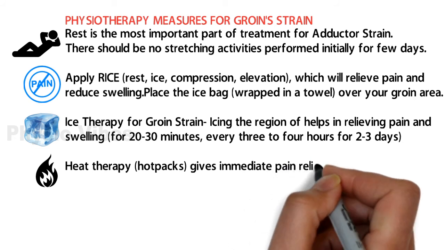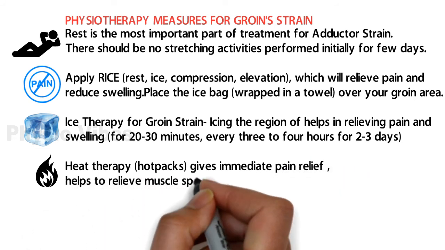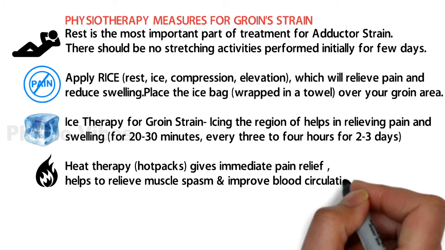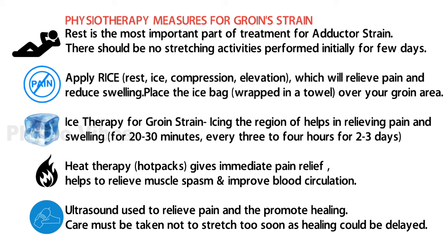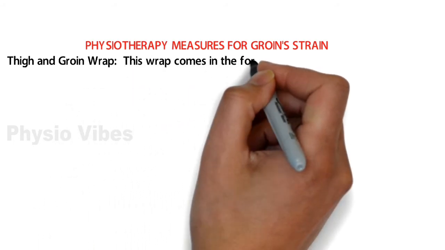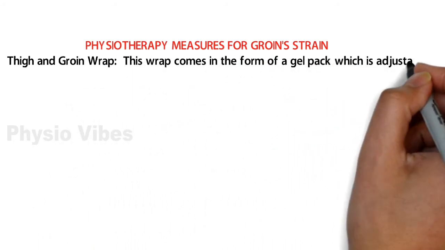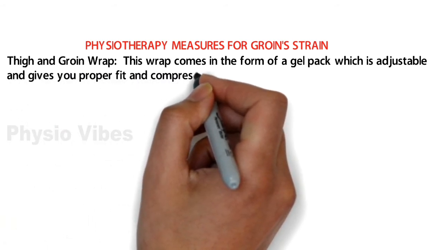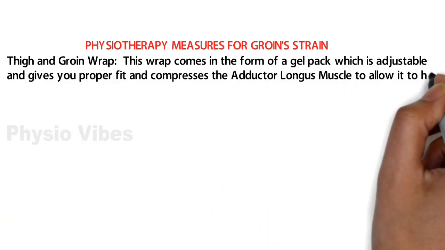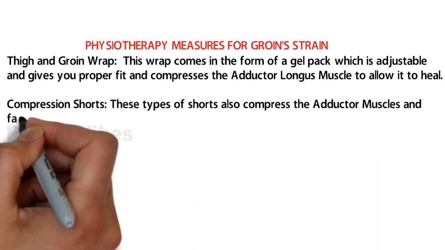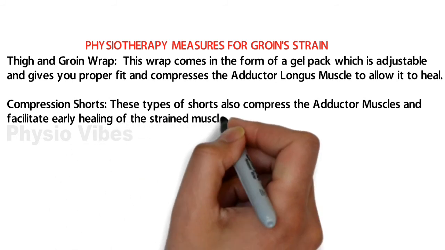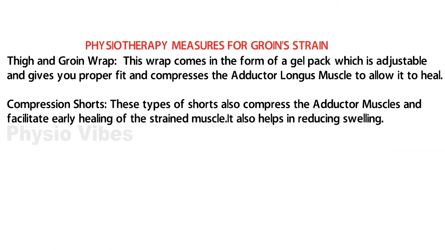Heat therapy. Hot packs give immediate pain relief, help to relieve muscle spasm and improve blood circulation. Ultrasound is used to relieve pain and promote healing. Care must be taken not to stretch too soon, as healing could be delayed. Thigh and groin wrap. This wrap comes in the form of a gel pack which is adjustable and gives you proper fit and compresses the adductor longus muscle to allow it to heal. Compression shorts. These types of shorts also compress the adductor muscles and facilitate early healing of the strained muscle. It also helps in reducing swelling.